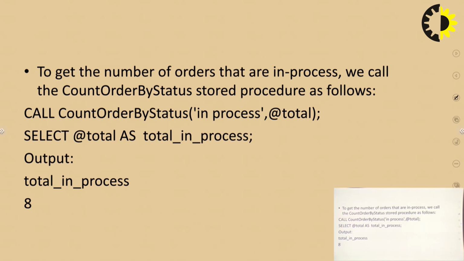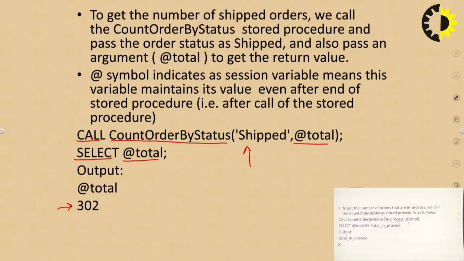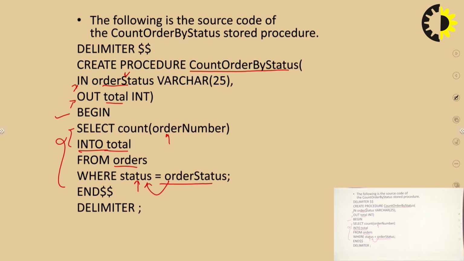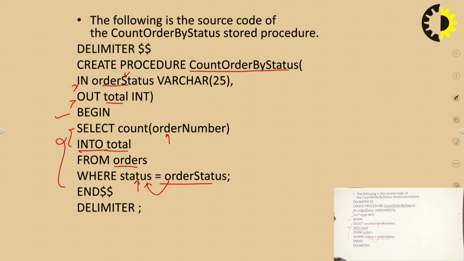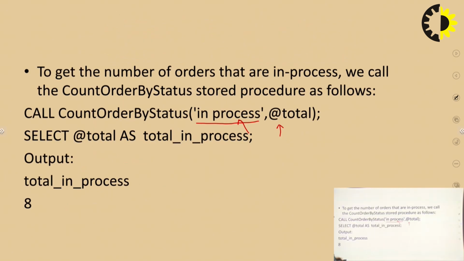Next, one more example. Here we are getting the total number of orders which are in process. We have given the status in process, and the total number of orders will be stored in the variable total. Again, we call the same count order by status, and here the order status is in process. It will look at the table orders, all the orders which have the status in process will be counted, the count will be stored in the variable total, and you can display the total.